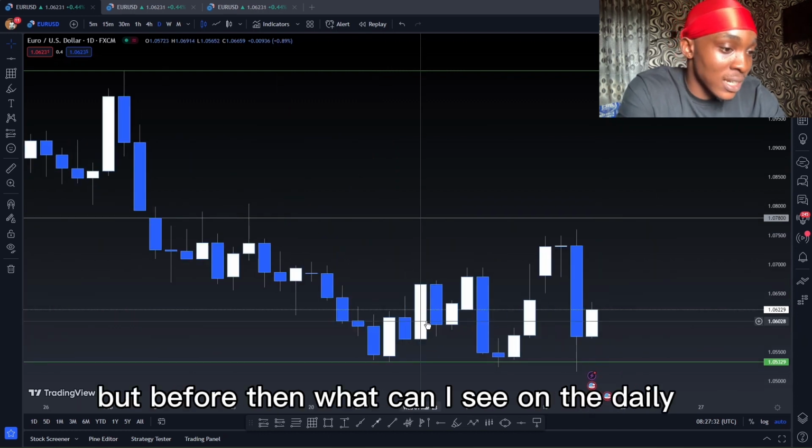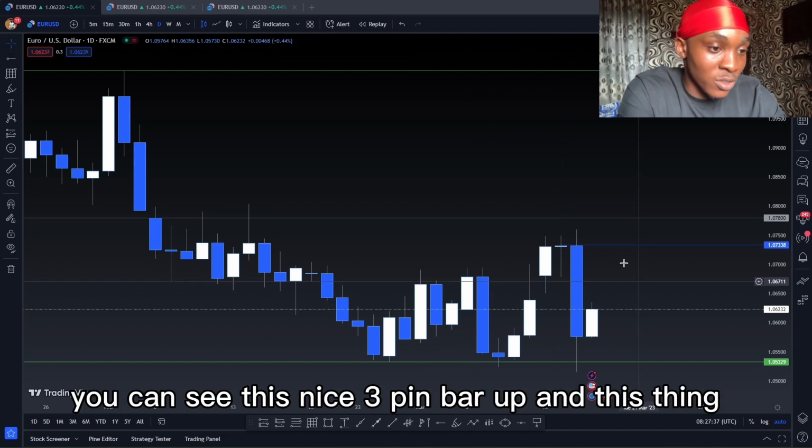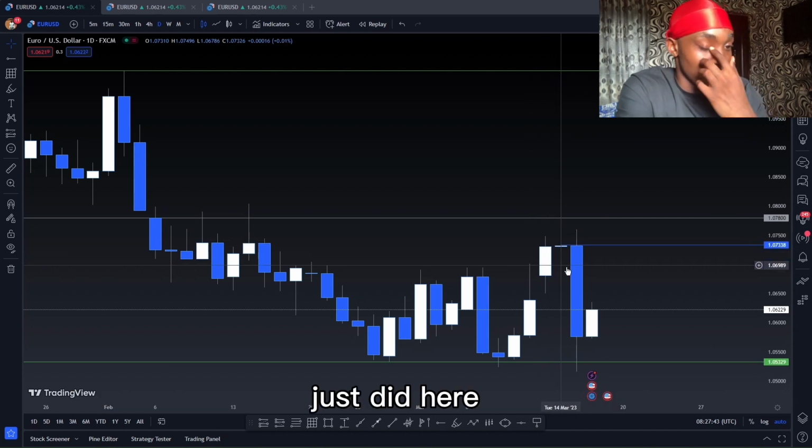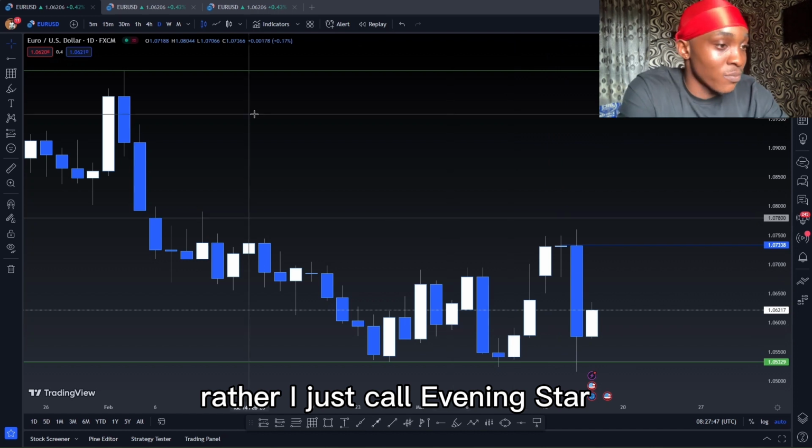But before then, what can I see on the daily? I'll just plot out my daily areas here. You can see this nice three pin bar that price just did: first, second, third, an evening star. Rather, I just call it evening star.